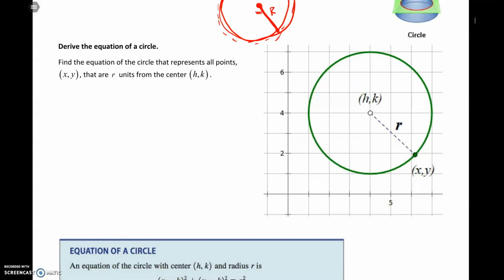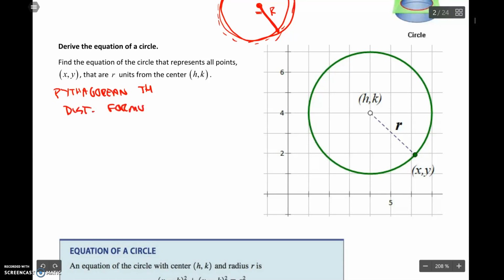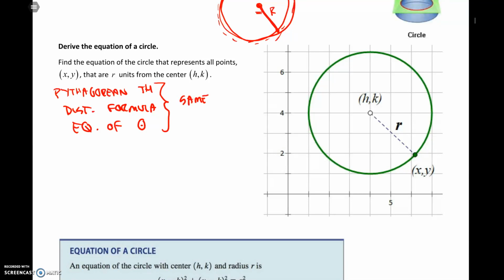So what I want to illustrate to you here is that the Pythagorean theorem, the distance formula, and the equation of a circle are all basically exactly the same thing. These are all interchangeable. If you recall, we proved the distance formula using the Pythagorean theorem. Well, if the definition of a circle is the collection of x, y points that are r units away from some center h, k, then to derive this equation, we would use the distance formula.